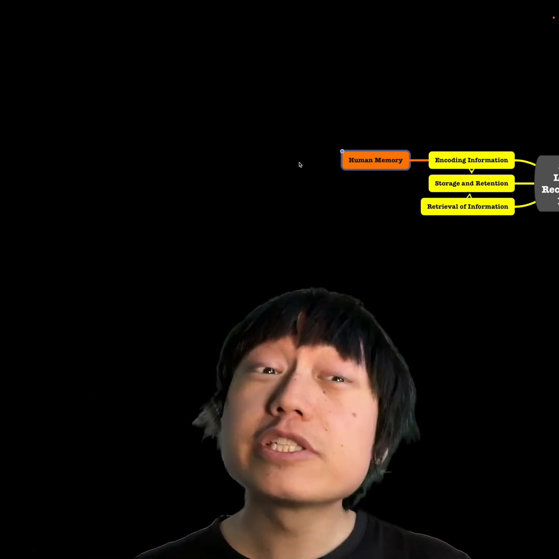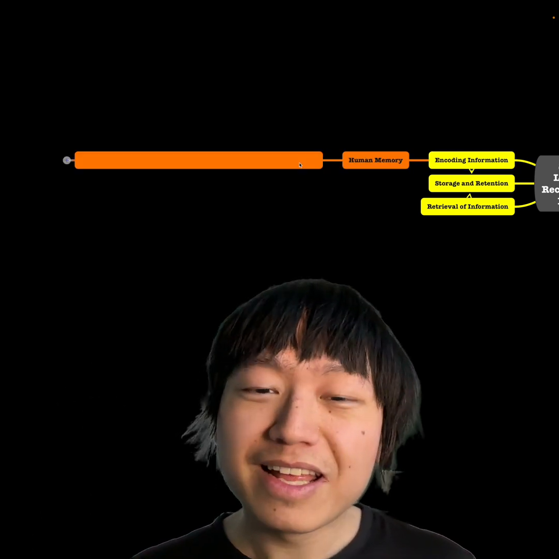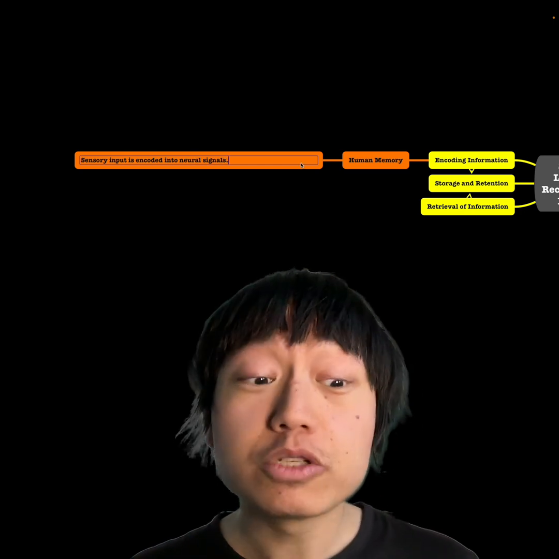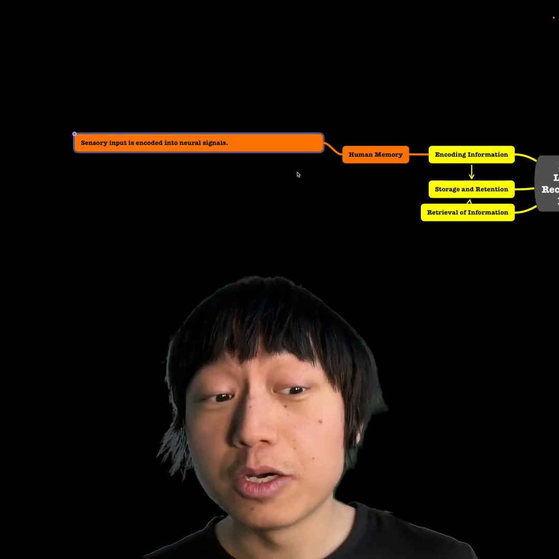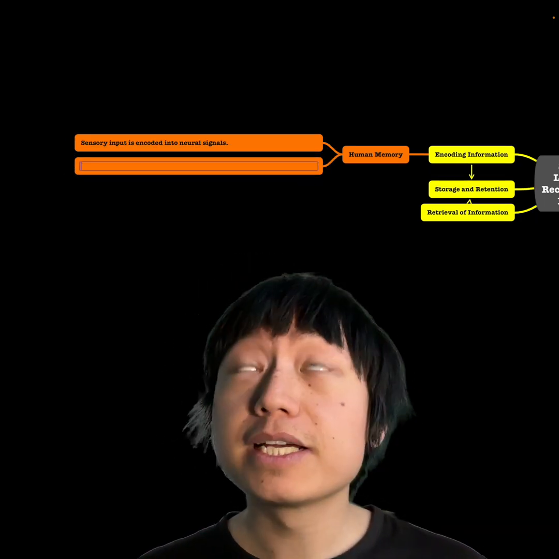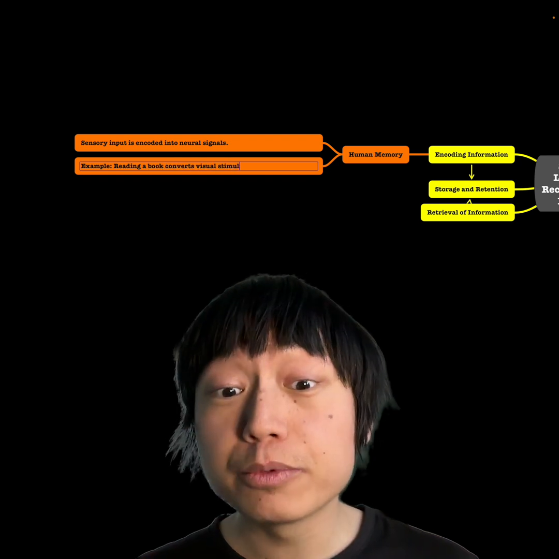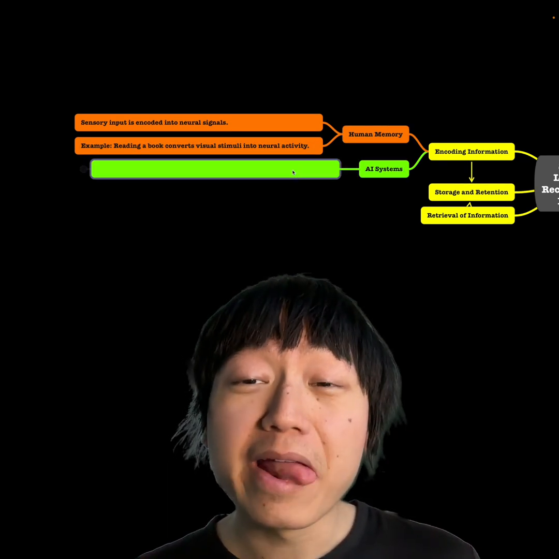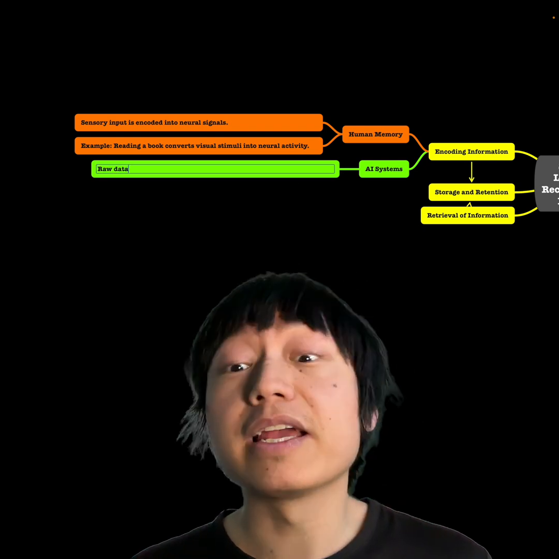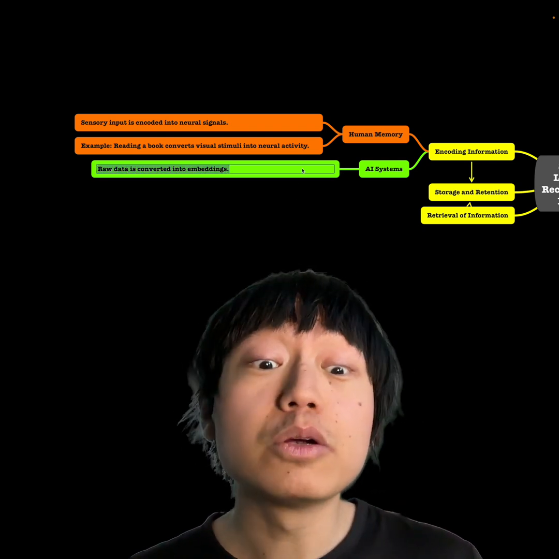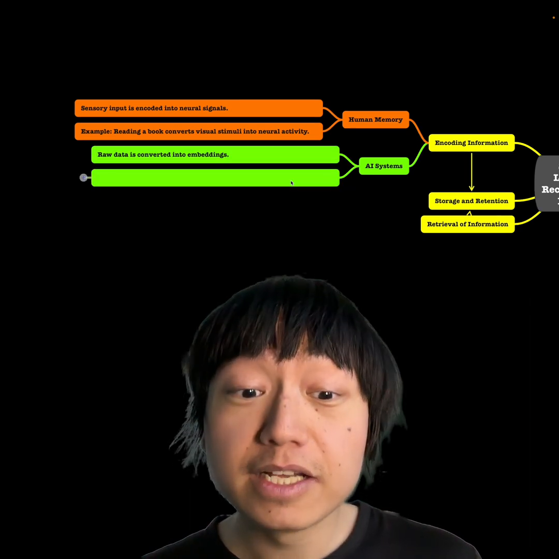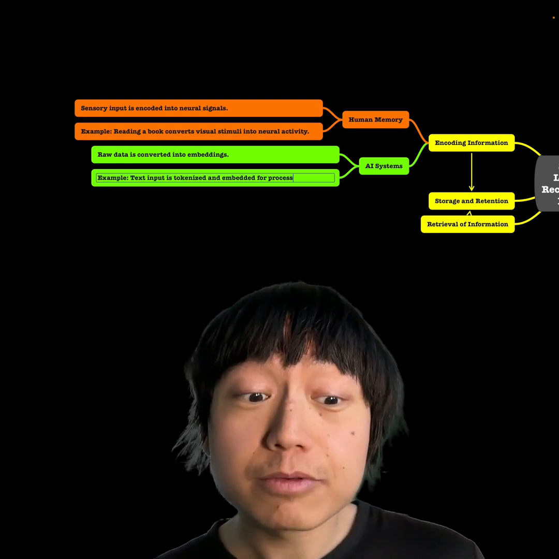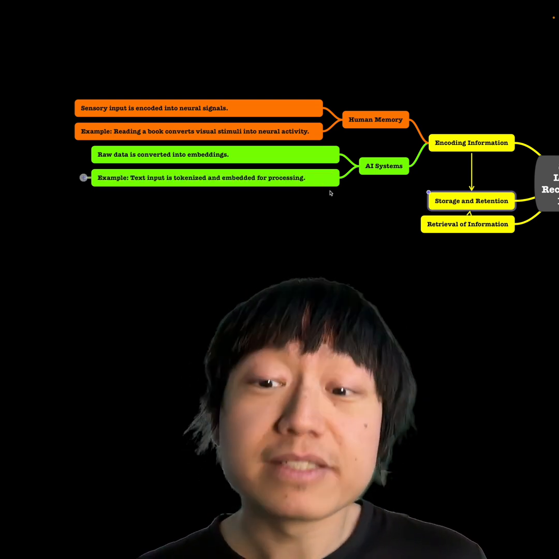Now let's talk about bridging mechanisms between human memory and AI systems. First is how humans sense and encode information. The input is encoded into neural signals. The example is when you are reading a book, which converts visual stimuli into neural activity. But in an AI system, information is encoded by converting raw data into embeddings. The example is that text input is tokenized, right, and embedded for processing.